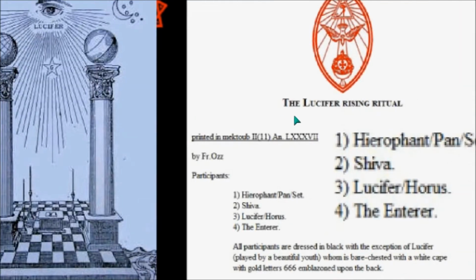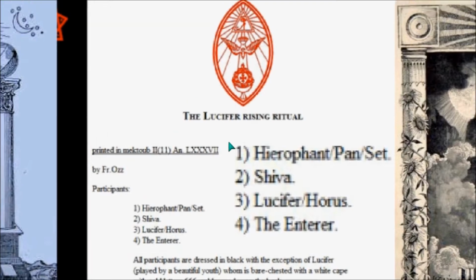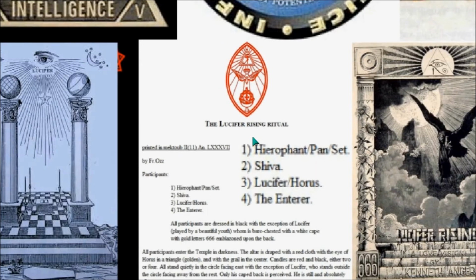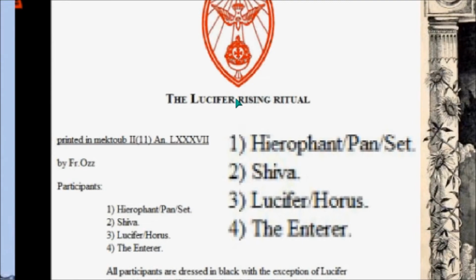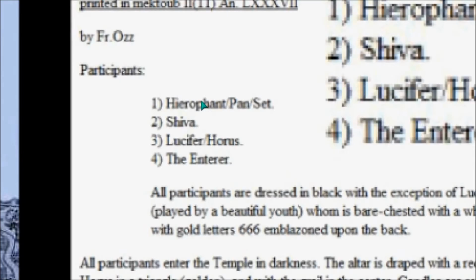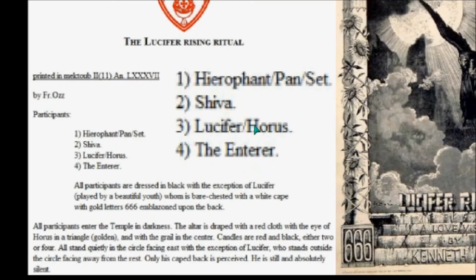Now proving the connection between Horus and Lucifer. This is the Lucifer rising ritual. This is Aleister Crowley's Ordo Templi Orientis logo. And we'll get into some of the details of that later. But Lucifer rising ritual. Now you see here, participants, Lucifer and Horus are synonymous. They are together, Lucifer and Horus.